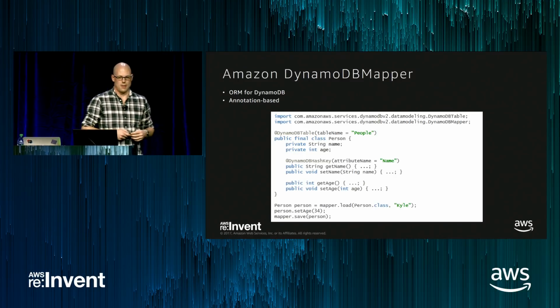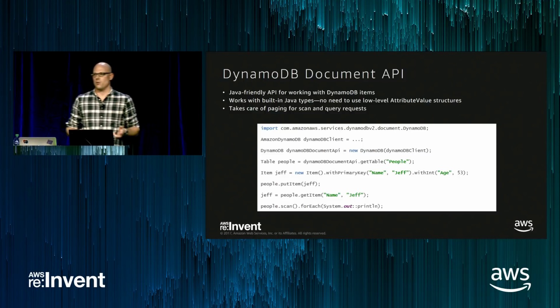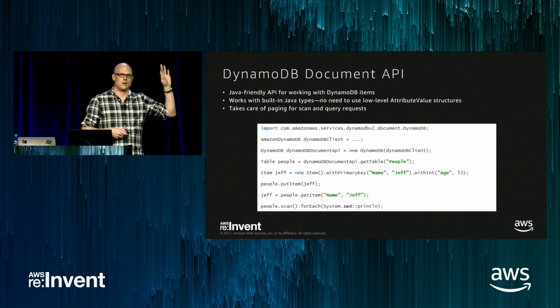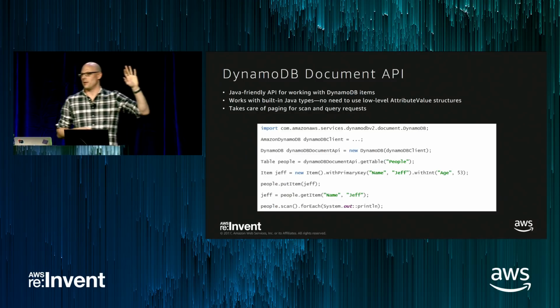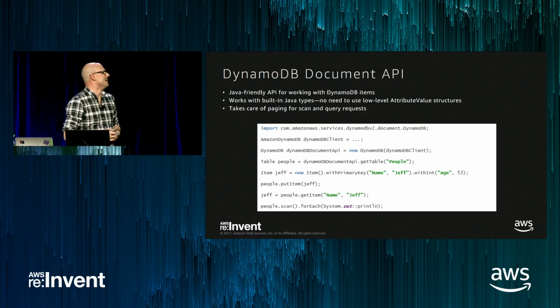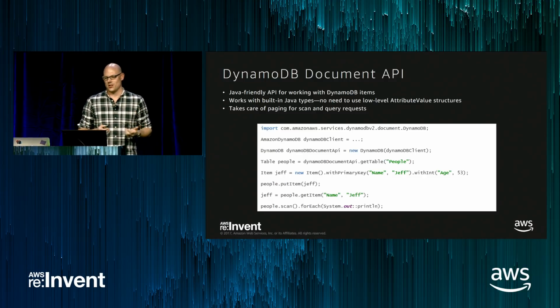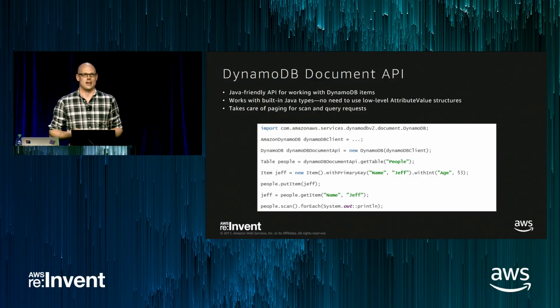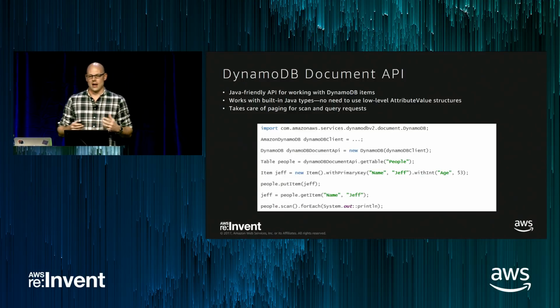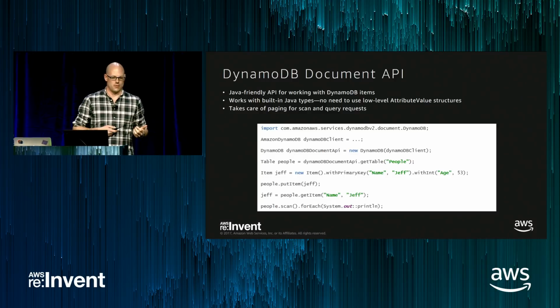That's DynamoDB Mapper. So the final one I want to look at is the DynamoDB Document API. Who's used this one? Wow, maybe 3 people. OK, excellent. Well, hopefully you'll learn something today. So the Document API is a Java-friendly API that sits on top of the DynamoDB low-level client. And it means that you can work more natively with Java types.